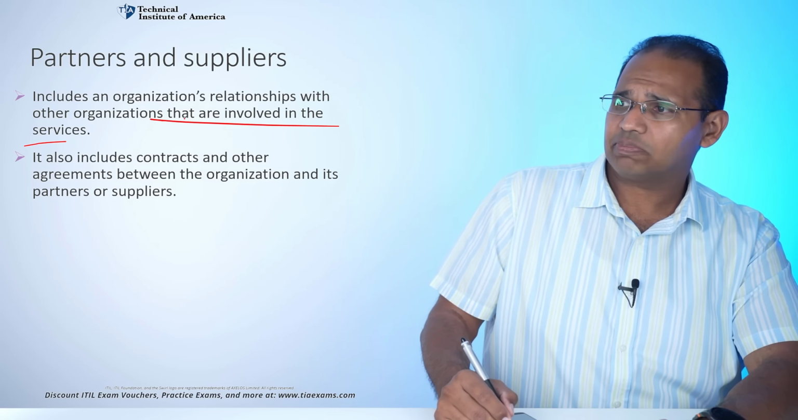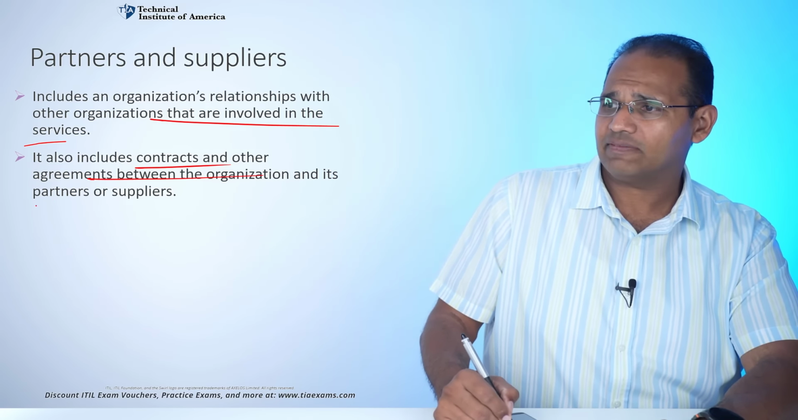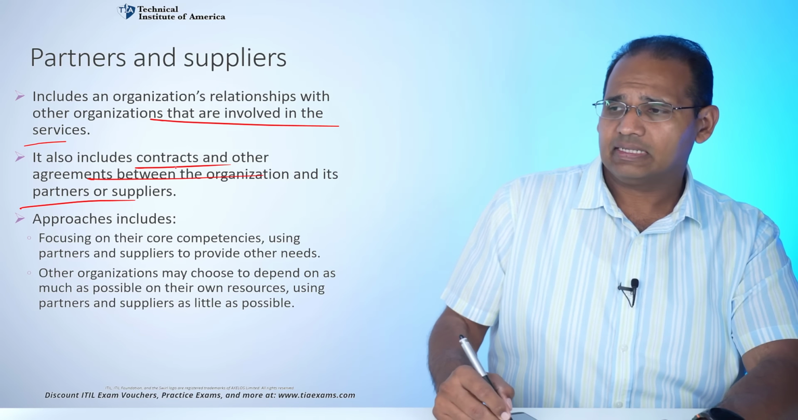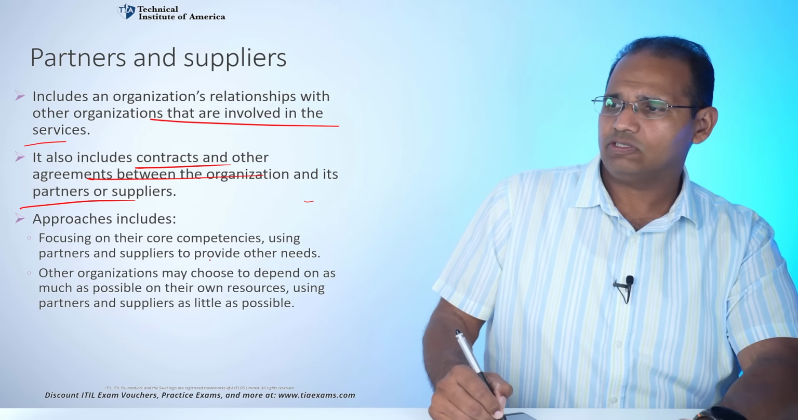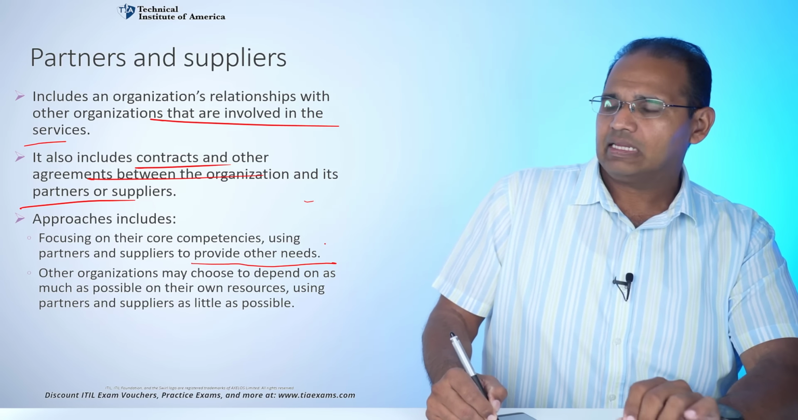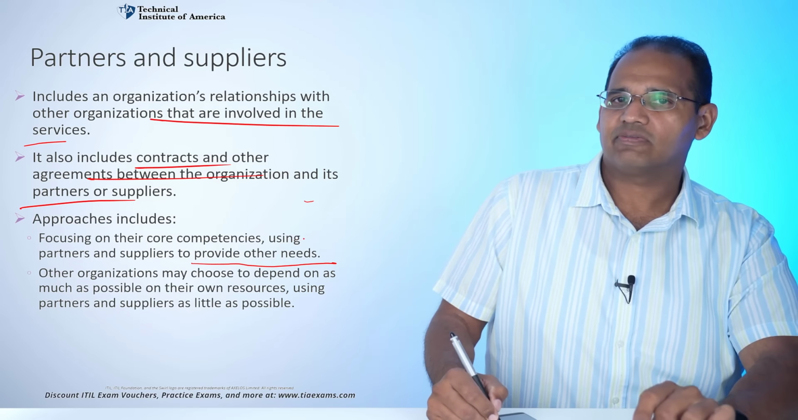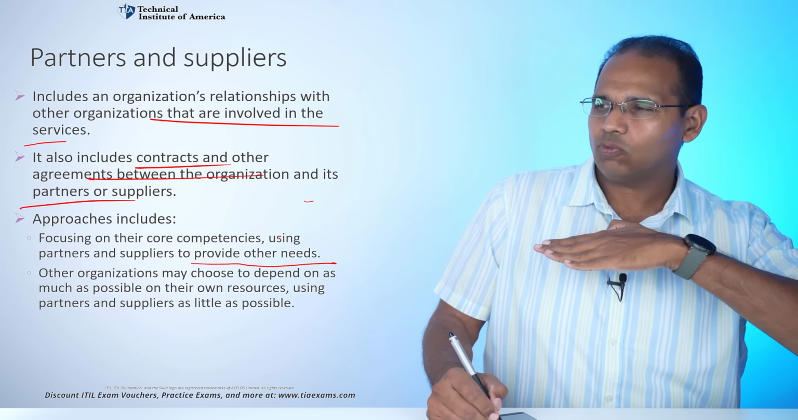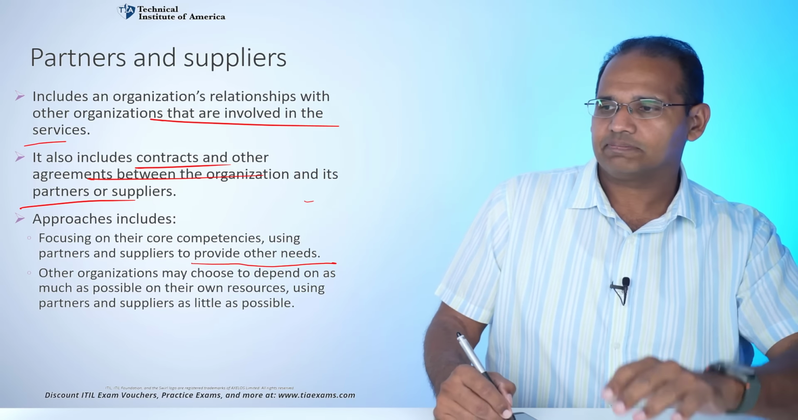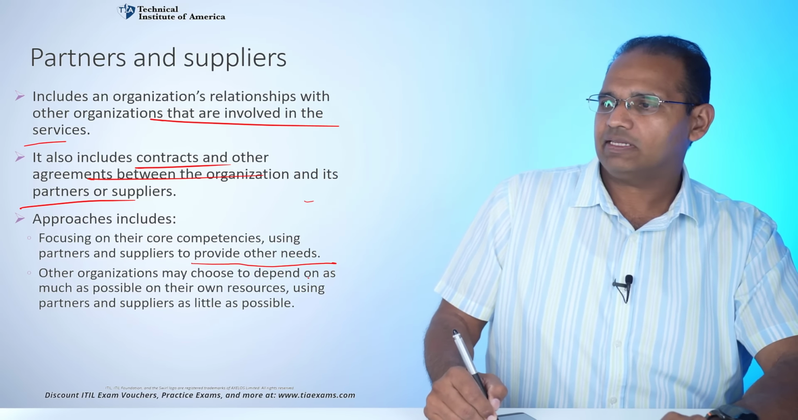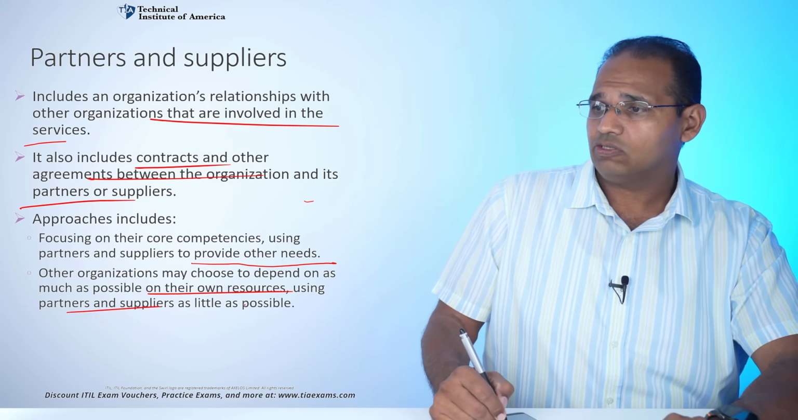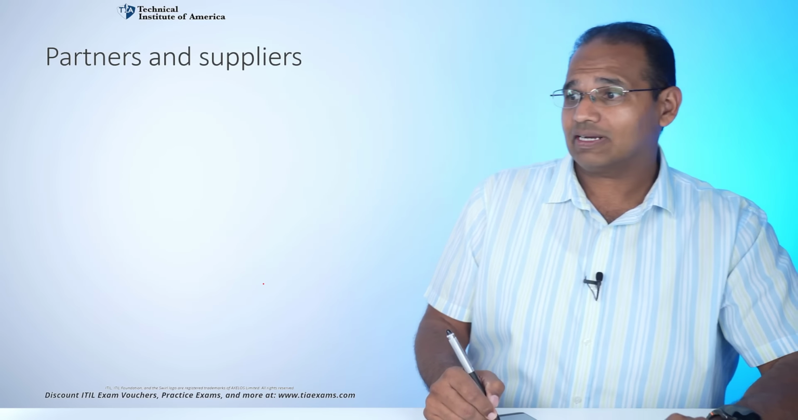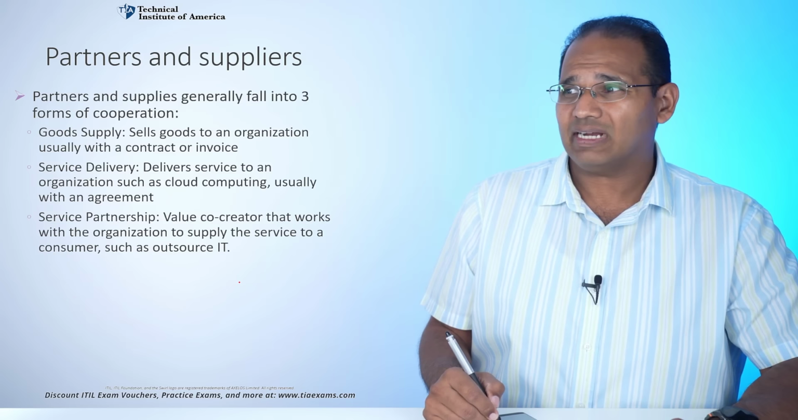When you have partners and suppliers, you're going to have contracts with them that you're going to have to manage. Now, a couple of things here. Focusing on core competencies, using partners and suppliers to provide others. If you can do it, you don't necessarily need an external provider. I know in today's world, we're moving away from this and trying to just outsource everything. An organization may choose to depend on as much as possible on its own resources, using partners as little as possible. Some organizations are different. Some of them will, like my organization, we don't want to provide anything. We prefer to outsource most of it.